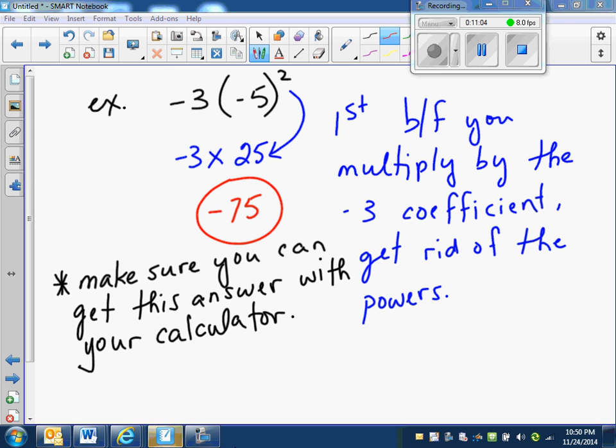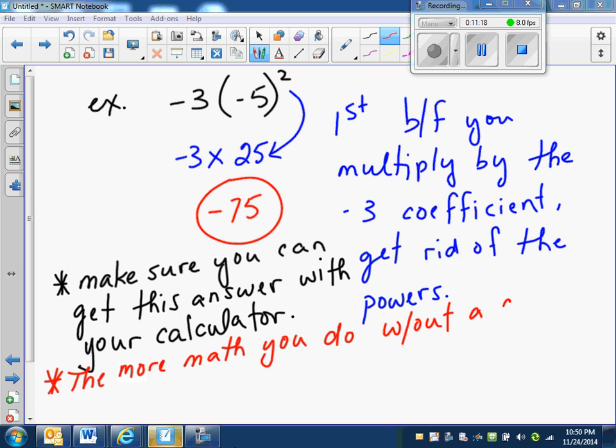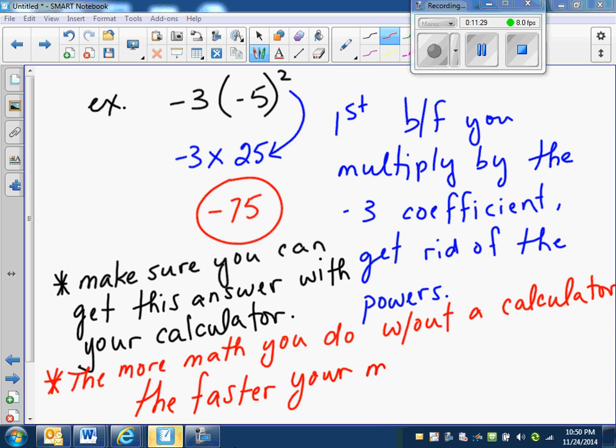However, the more math you do without a calculator, the faster your math skills will grow. Try to avoid using a calculator for all your little questions.